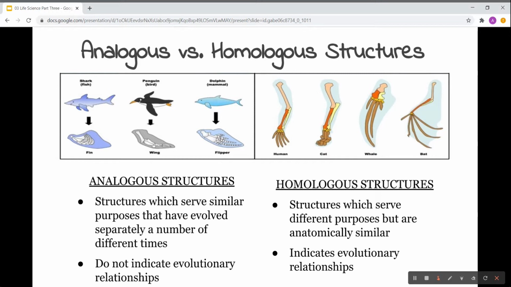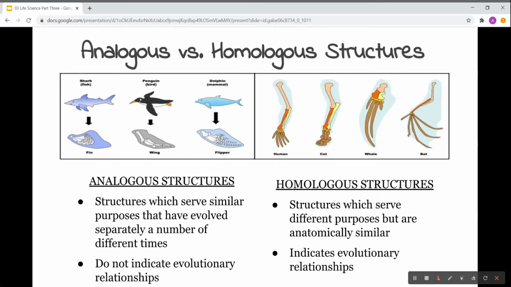So these are analogous structures, which serve similar purposes, but evolved separately a number of different times. So they look different. This does not indicate evolutionary relationships. This doesn't tell us that these are all related. That doesn't tell us that.